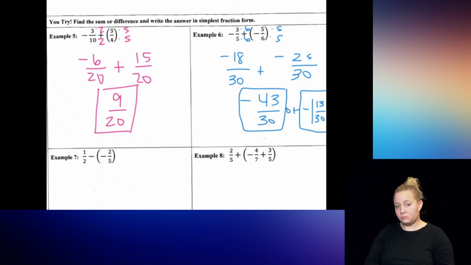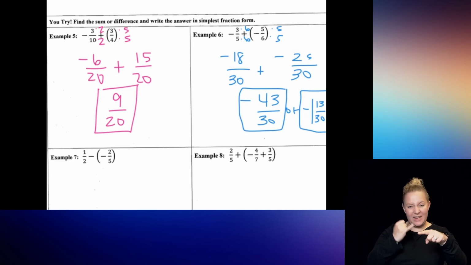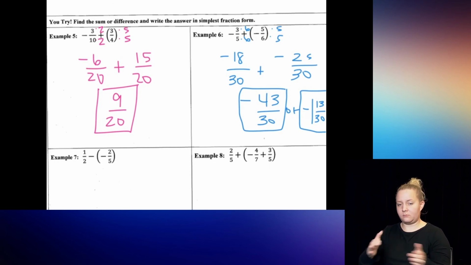All right, so looking at example 5 and 6, notice for example 5, I have 9/20. If you got that incorrect, go ahead and look through my work to see maybe where we went wrong. And then for example 6, I end up with -43/30 or -1 and 13/30.